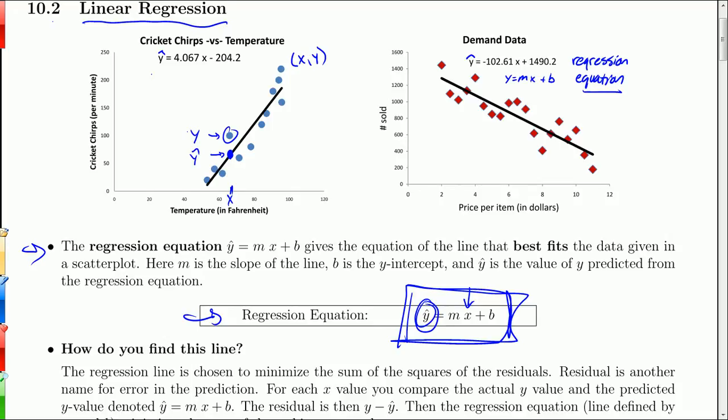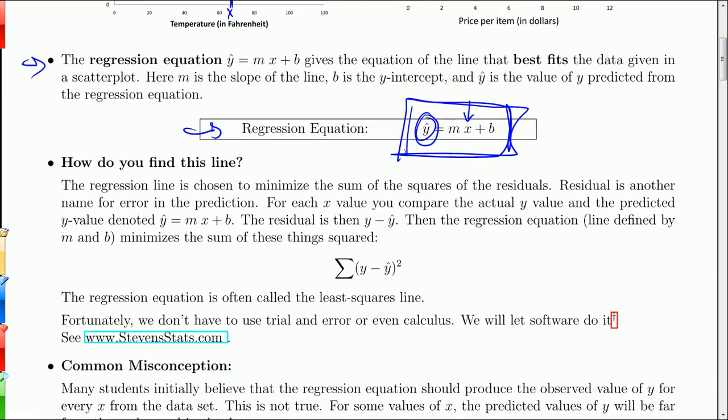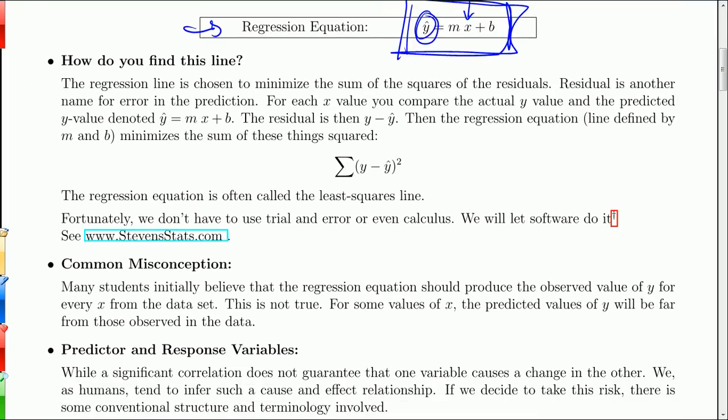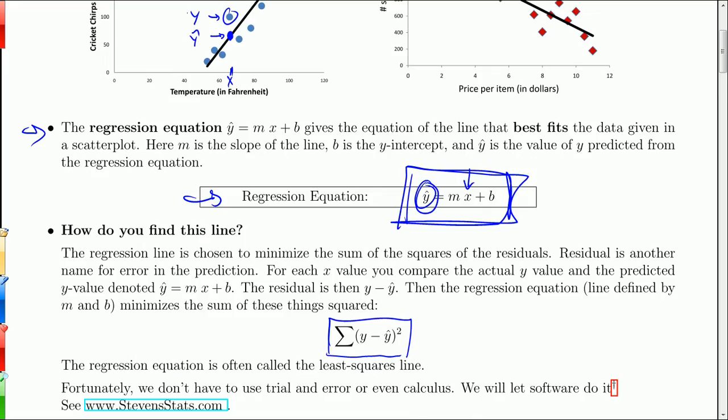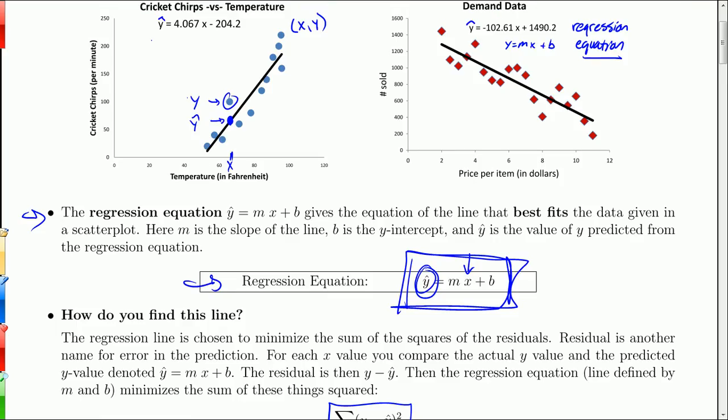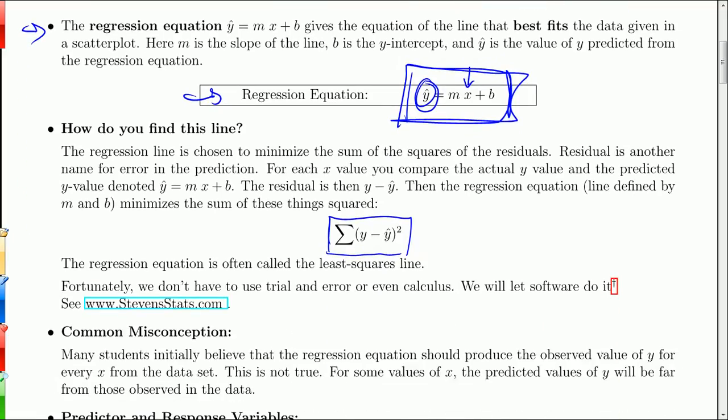Okay, so that's the regression equation. It describes the line that best fits the data. And in the sense of best fit, what I mean is if you take all the errors, all these little errors here, the difference between y and y hat, this distance, that distance, that distance, and you square them and add them all up, then the line of best fit has the smallest sum of the errors squared. That takes a little bit of calculus to do, but it's pretty easy if you have software.